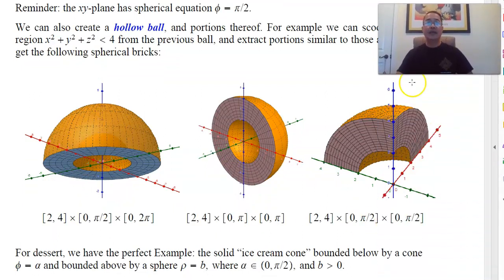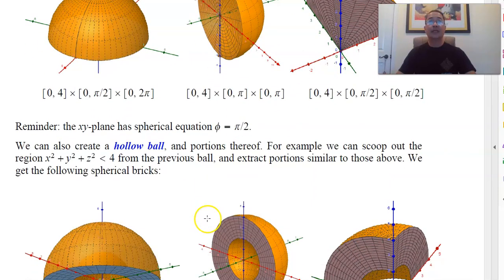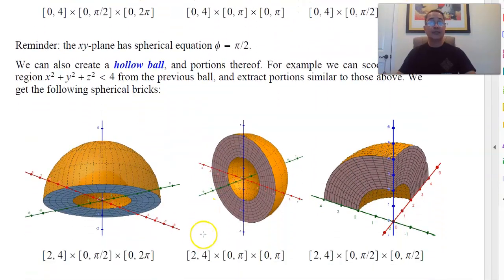So our sphere has radius 4. What if you scoop out? I tilted the view so that we're actually looking from below the xy plane here. So I scooped out the upper half of the ball of radius 2. These are exactly the same diagrams as we have up there, except I scooped out that half ball.